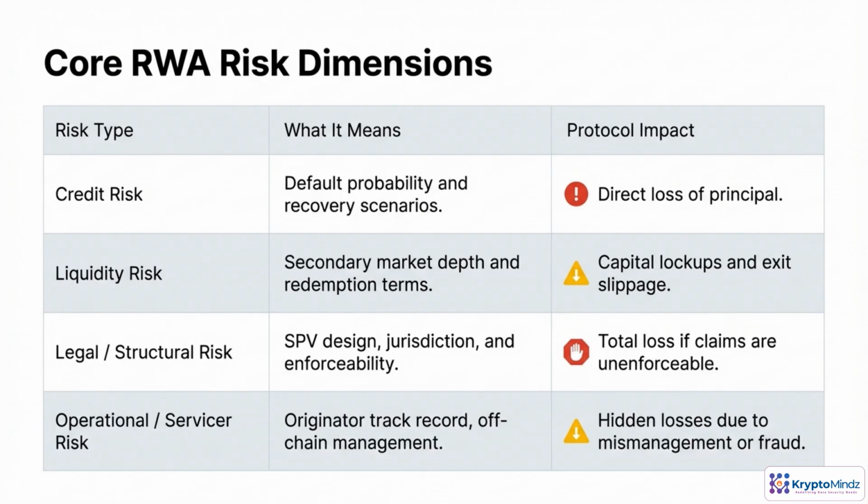When you look at an RWA deal, focus on four risk buckets. Credit risk asks, will the borrower actually pay? And if not, how much can be recovered? That's direct principal risk. Liquidity risk is about how easily you can exit. Thin secondary markets or strict redemption terms mean lockups and slippage. Legal and structural risk determine whether your tokens map to enforceable claims. If that link breaks, everything breaks. Finally, operational and servicer risk covers the humans running the asset. Mismanagement or fraud can quietly erode value.